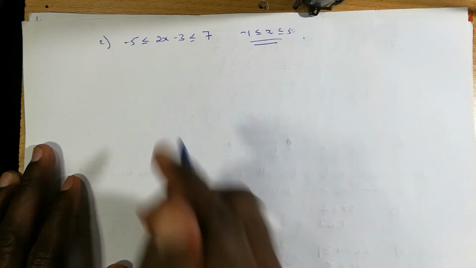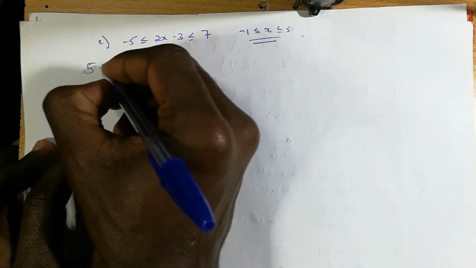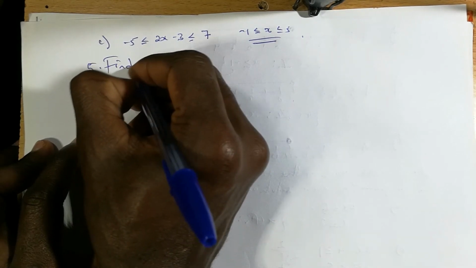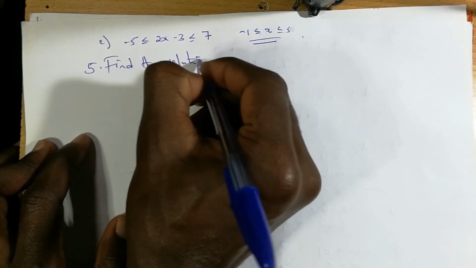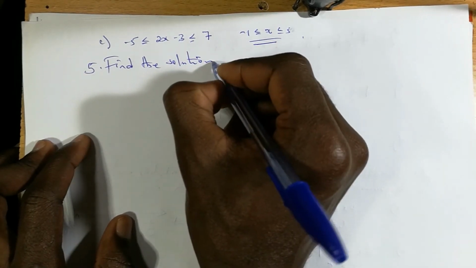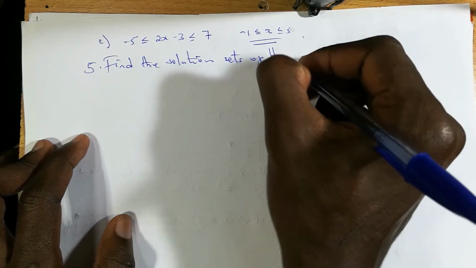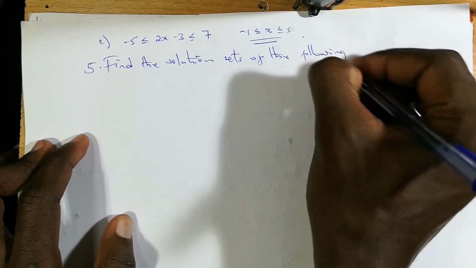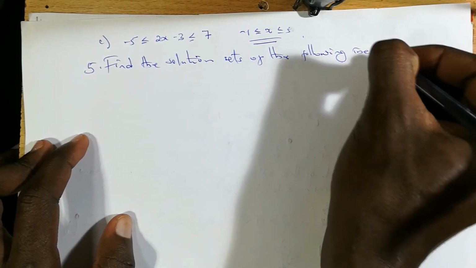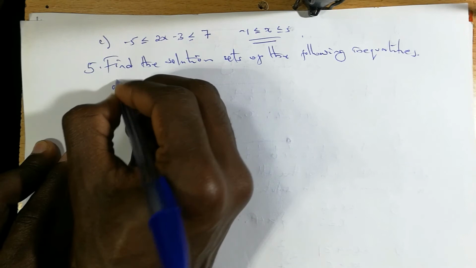I'm going to do maybe the last batch of questions for today. Find the solution sets of the following inequalities. The first one you can look at now.